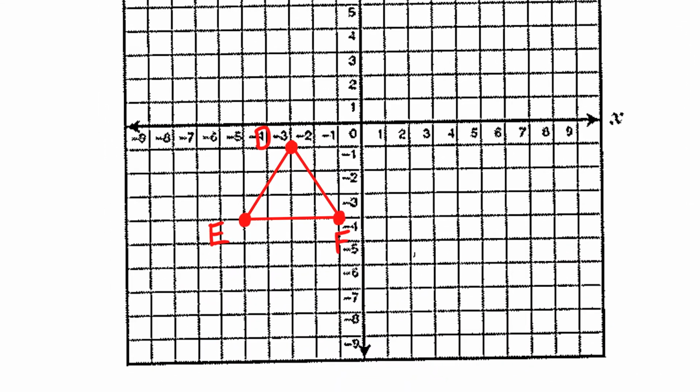Okay, so I'm going to do that to every single one of these points, starting with D. I'm going to go right 1, 2, 3, 4, 5, 6, 7, and then down 1, 2, 3, 4, 5, 6. So it's going to be right here at 4, negative 7.